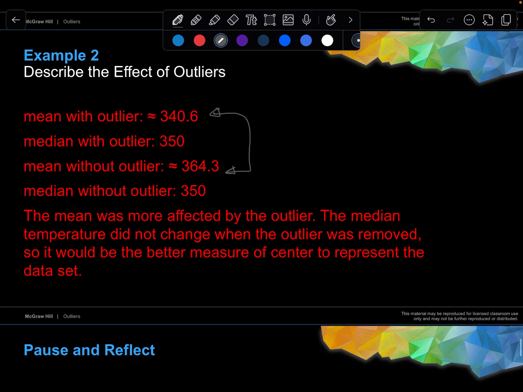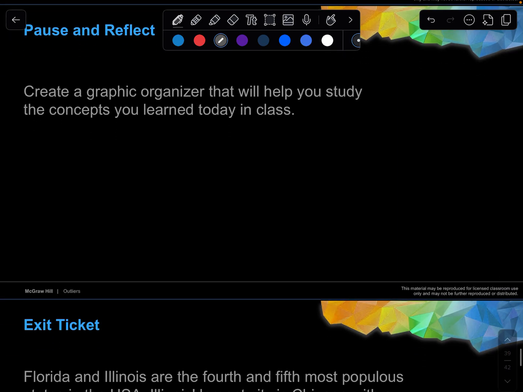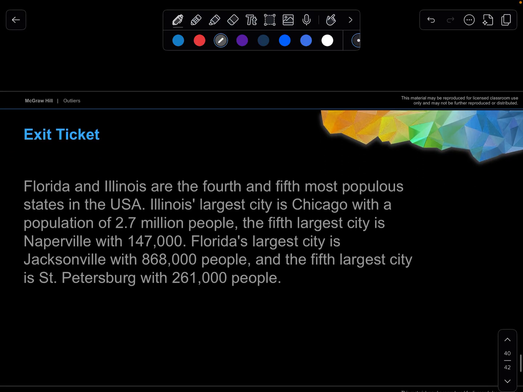All right, guys, that's about it. So I want you to create a graphic organizer that'll help you study the concepts we learned today, and we'll also reflect on this in class together, okay? That would be your exit ticket. I'll show you the same on the Google form, and that's it for today.